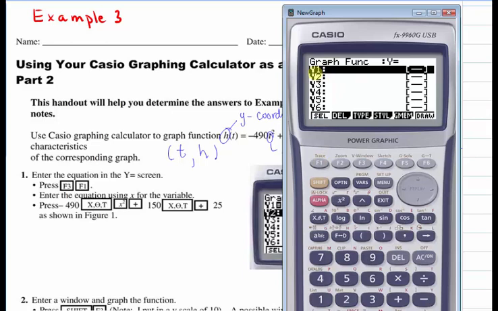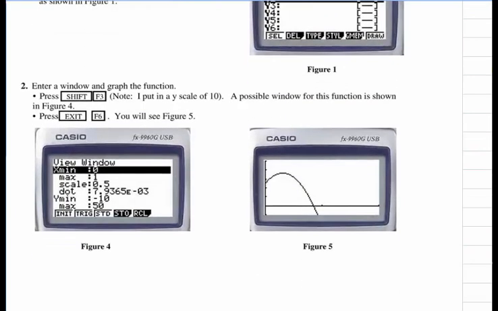Okay, so we want to enter in our equation. So negative 490 x squared plus 150 x plus 25. Okay, and then execute. So there is your equation into your graphing calculator. And the next thing that we want to do is to set our window functions.